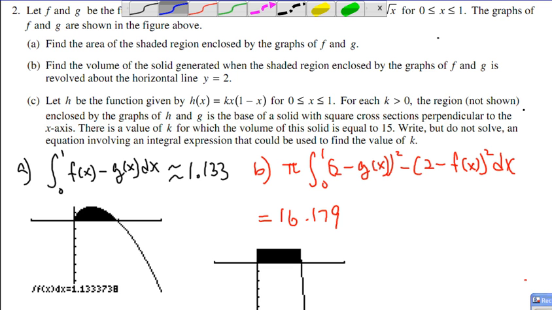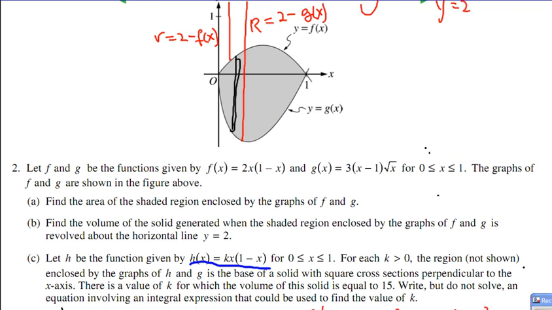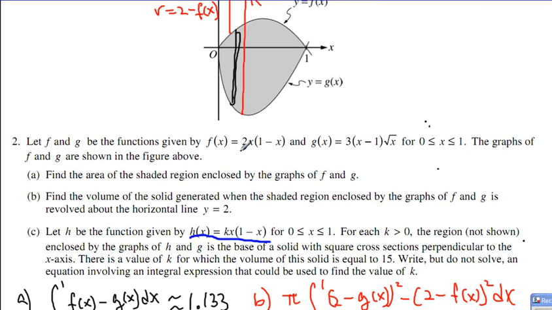I will do number C with blue. Let h be the function given in this way, some sort of function which looks like the other stuff, for k is positive, enclosed by the graph of h and g. You see, f of x looks very similar to h of x. The only difference between h of x and f of x is that h of x has a constant k instead of 2. So it can be this way or any other way for that matter.